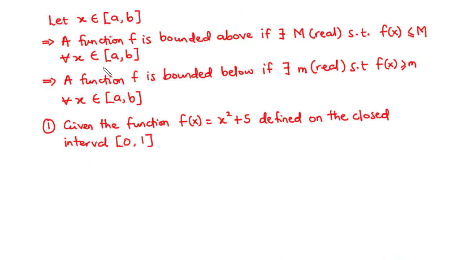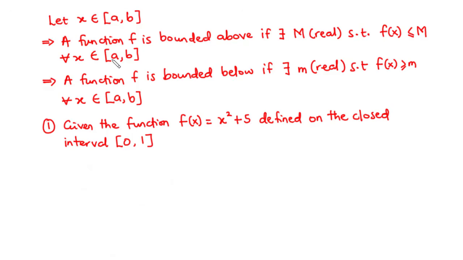Again, a function f is said to be bounded below if there exists a real number, say small m, such that f of x is greater than or equal to small m for all x be a member of the closed interval. So what this primarily means is that for a function to be bounded above, f of x should be less than or equal to capital M, and for a function to be bounded below, f of x should be greater than or equal to small m.